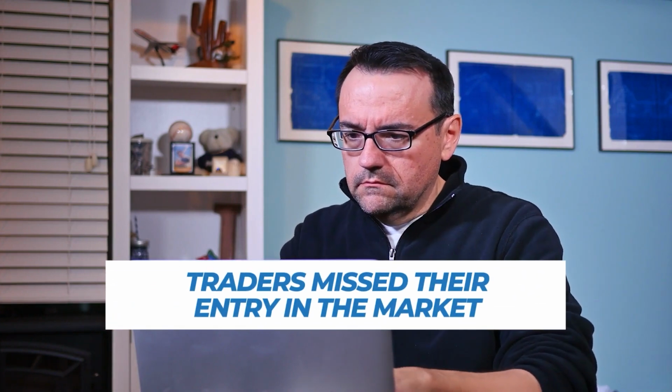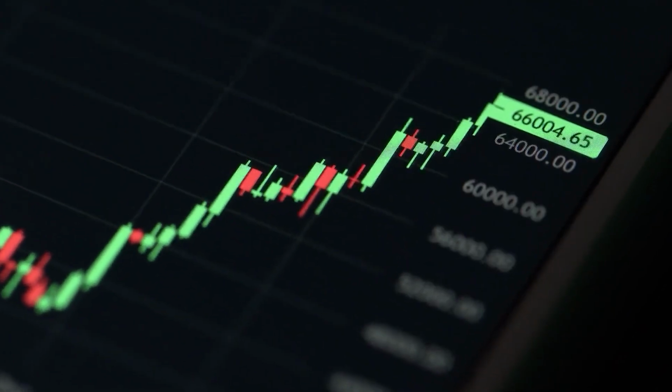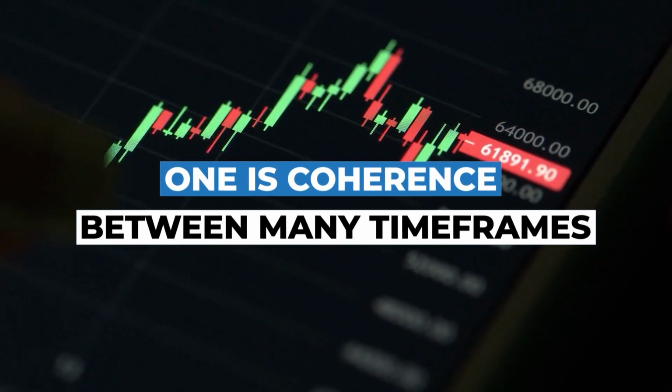Even knowing the long-term trend, so many traders mistime entering the market, costing them dearly. MTFX works as a preventative measure so that entries do not happen at an inopportune time. Instead, only when there's coherence between many timeframes.